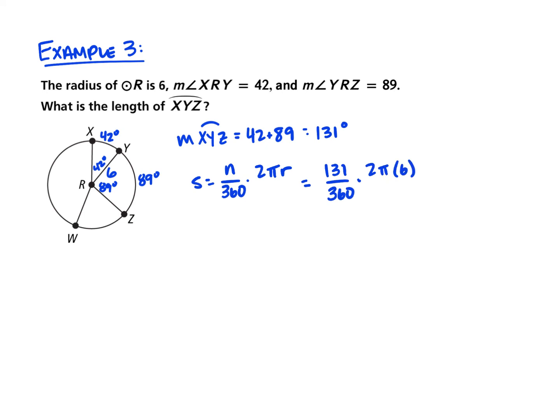So I'm going to grab my calculator now and I'm going to type 131 divided by 360 and then take that result and say times 12 times pi, because if I take the 2 times the 6, I'm going to get a 12, and then that's going to get multiplied by pi. So I take my 131 over 360 times 12 pi, and I'm going to get an arc length of about 13.7.